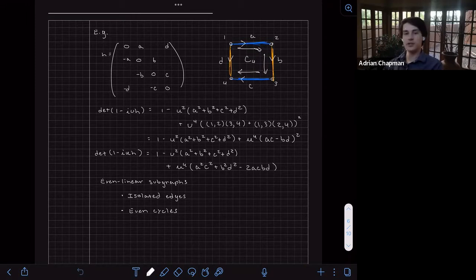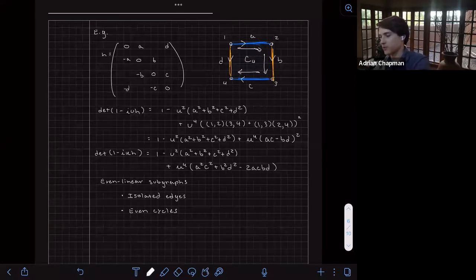As long as the cycle is even, that's how I am free to choose the orientation that I want. The only way that this is actually going to impact anything in terms of the eigenvalues of the matrix is in terms of this cycle operator.